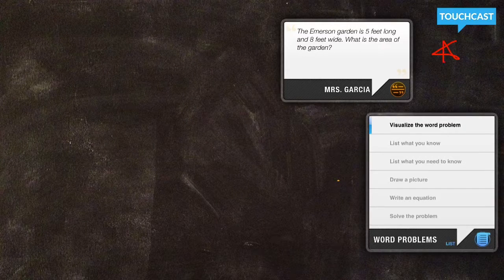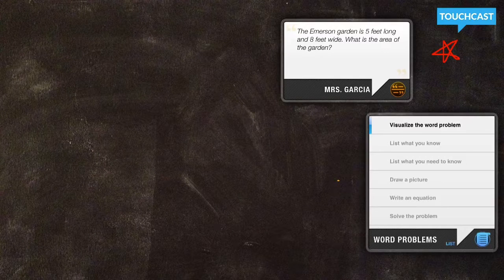So here's our second word problem right here. Let's go ahead and read it. And we'll first visualize the word problem, list the information that we know, figure out what we need to know, the question that the problem's asking, draw a picture of the problem, figure out what operation we're going to use and solve the problem. Okay, so this word problem is, the Emerson garden is 5 feet long and 8 feet wide. What is the area of the garden?